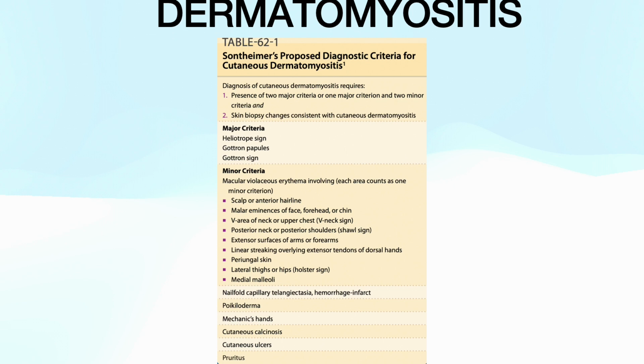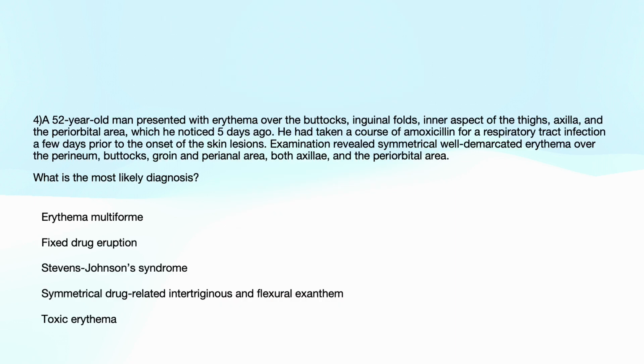Even if you don't know anything, you should know what is a heliotrope rash, Gottron papules, that is in the finger pads, and Gottron sign, and minor criteria. This is for dermatologists. You don't need to worry about that, and I've shown you everything in the picture. Just make sure you know this, and it may be given along with some other symptoms or syndromes. Just be very, very careful in diagnosing this. If you get this is a dermatomyositis. Now we go to another MCQ.